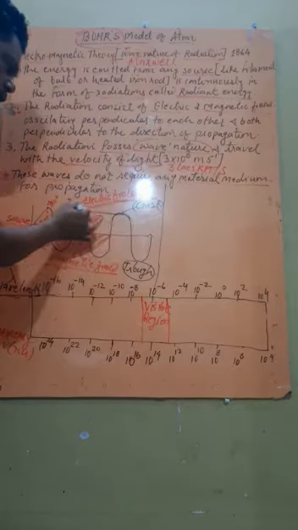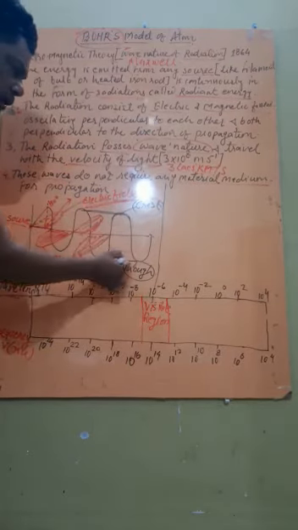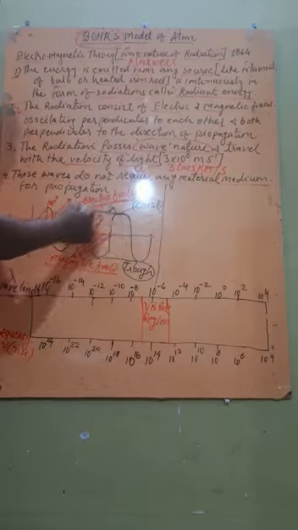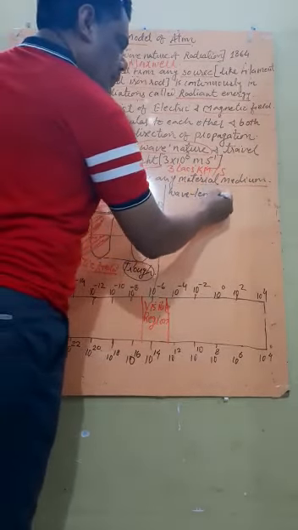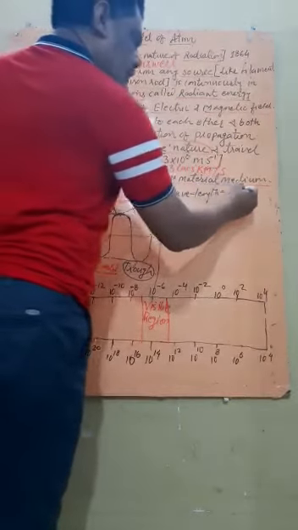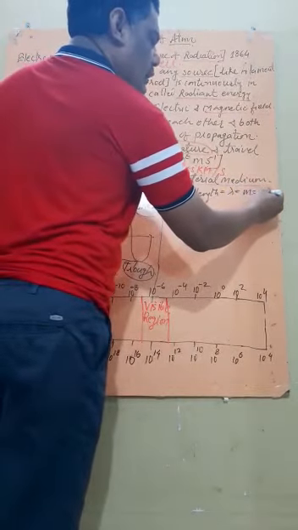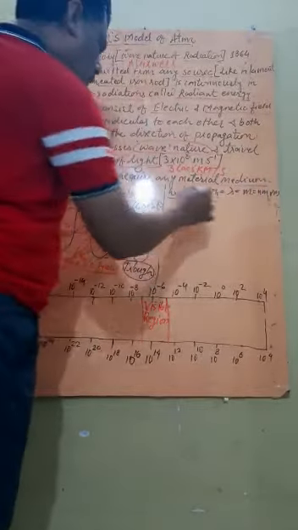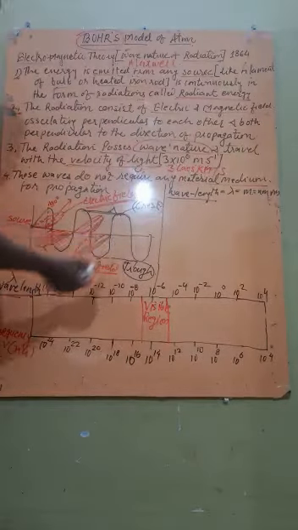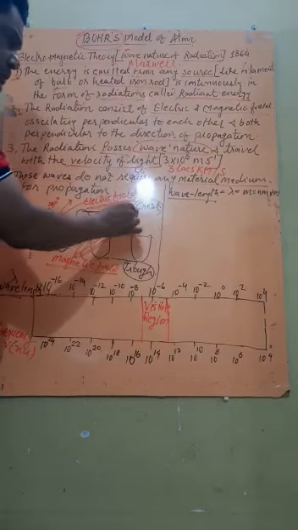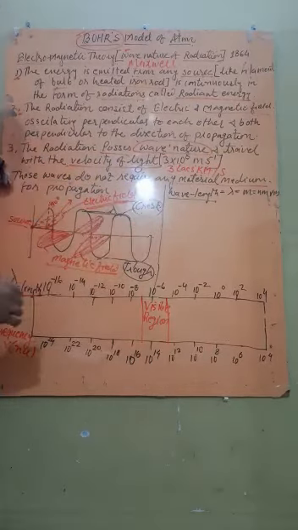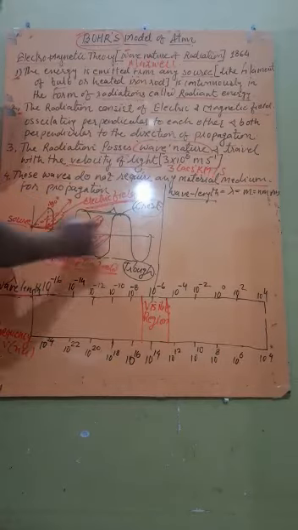Distance between two successive crests or two successive troughs is called lambda. This lambda is known as what? Wavelength. Denoted by lambda, and its unit is what? Meter, or nanometer, or picometer. So what is the definition of wavelength? When the wave travels, it forms crest, the upper part, and trough, the downward part. So the distance between two successive crests, or troughs, is known as wavelength. Second one is frequency.